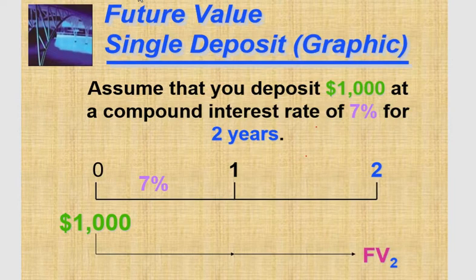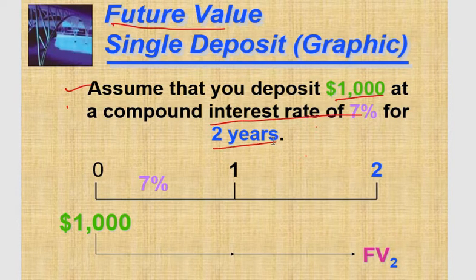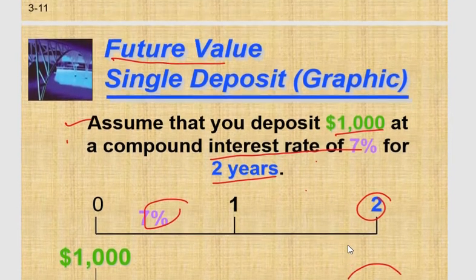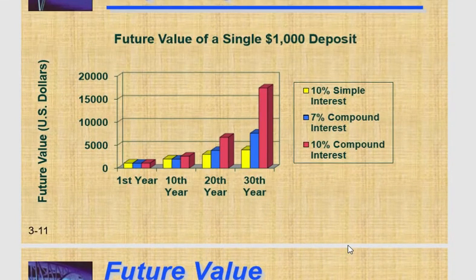For better understanding, we will also do this future value single deposit. Future value single deposit. Assume that you deposit 1000 at a compound interest rate of 7% for 2 years. So first year is 7%, and in the second year it is going to F2, future value after 2 years. Okay, this we can also see in graphical form. Okay, see the graphical form.